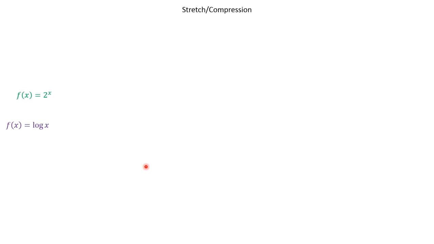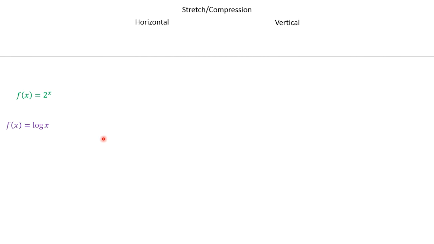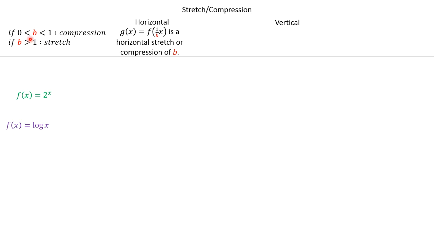Speaking of stretches and compressions, let's look at those. So we have horizontal and vertical. We have our nice line. Horizontal, g of x equals f of 1 over bx. Remember, with these guys, we're multiplying, and with horizontal, everything's going to be backwards. So instead of multiplying, we're actually dividing. And remember how to tell if it's a stretch or compression. If b is less than 1 but bigger than 0, it's compression. If it's bigger than 1, it's a stretch.